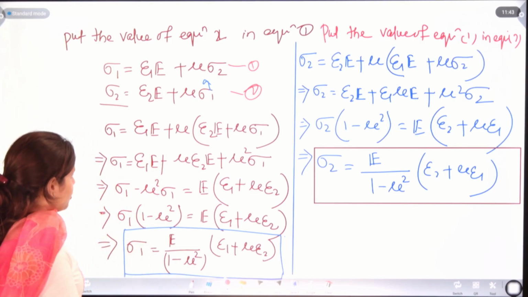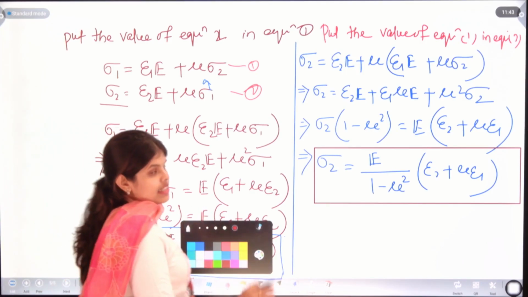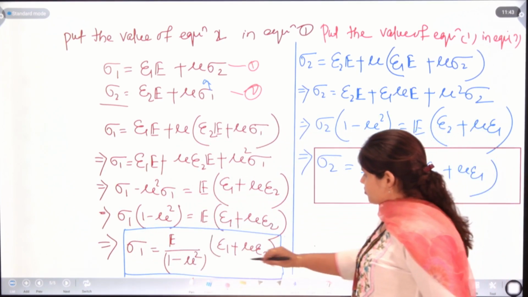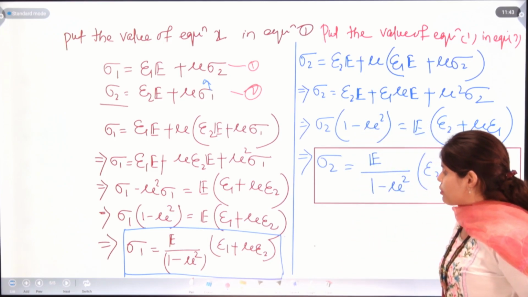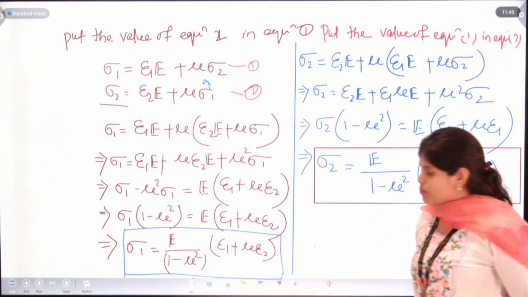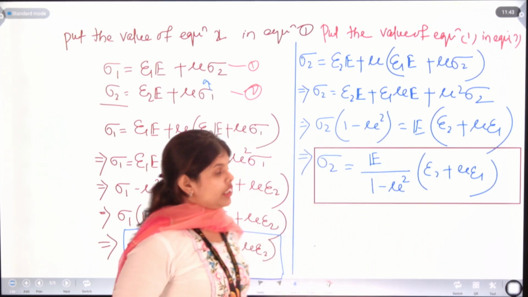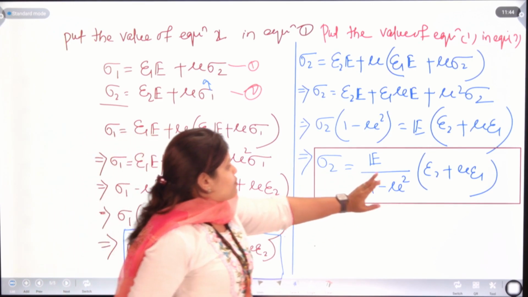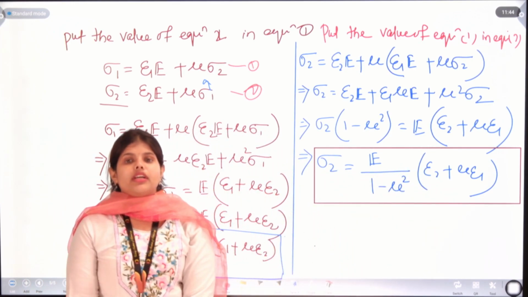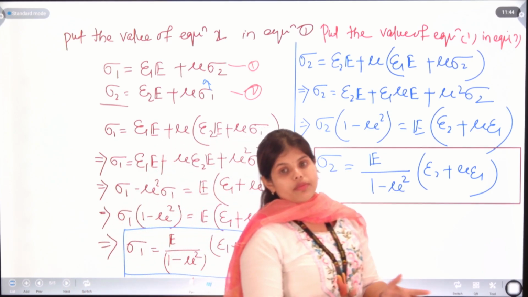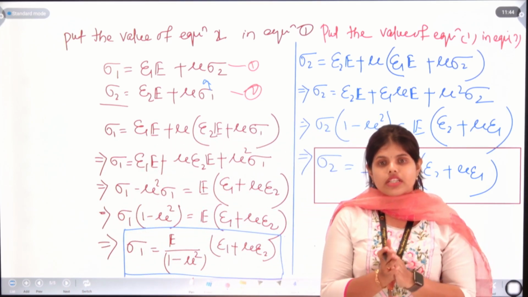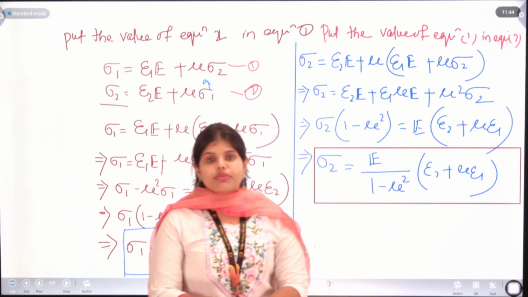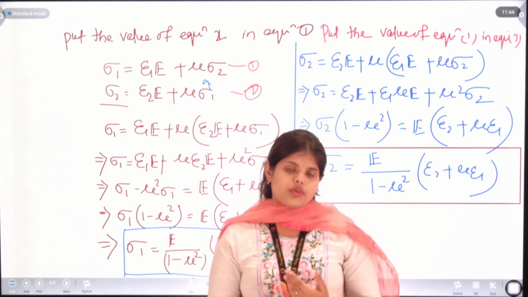Okay. We have the relation between stress and strain, or you can say the relation between principal stress and strain. Here sigma 1 is equal to E by 1 minus mu square into epsilon 1 plus mu into epsilon 2, and here sigma 2 is equal to E by 1 minus mu square into epsilon 2 plus mu into epsilon 1. Now we have the values of stress and strain, and in our next classes, by using these equations, we will solve some numericals and understand better.